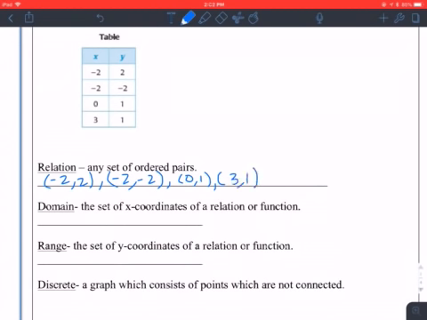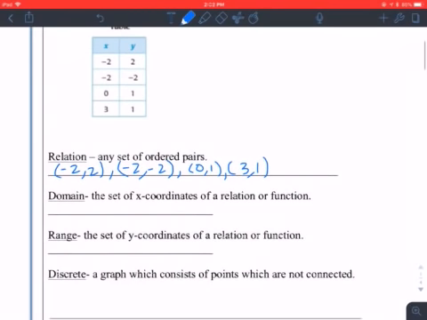The domain is the set of x-coordinates of a relation or of a function. So this will be just the x-coordinates. We use what's called a brace when we list these out. So -2, the next x value is -2, we don't have to write it twice, 0, and then 3. And then we'll close our brace.